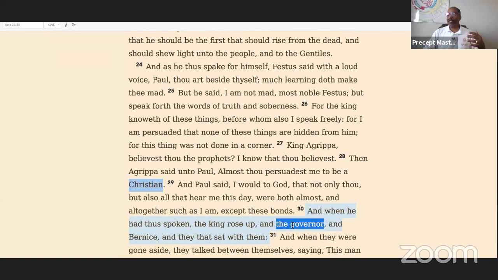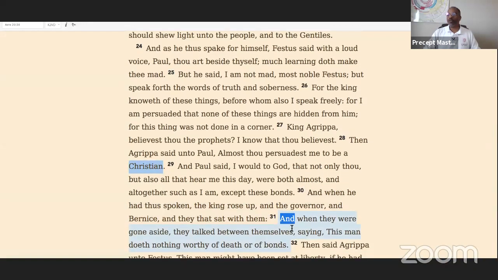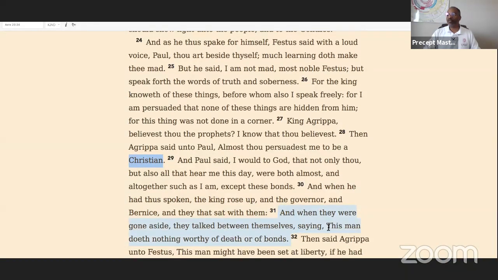And when he had thus spoken, the king rose up, and the governor, and Bernice, and they that sat with them. When they were gone aside, they talked between themselves, saying, this man doeth nothing worthy of death or of bonds, or to be arrested for. Making that clear. So this is what was going on.